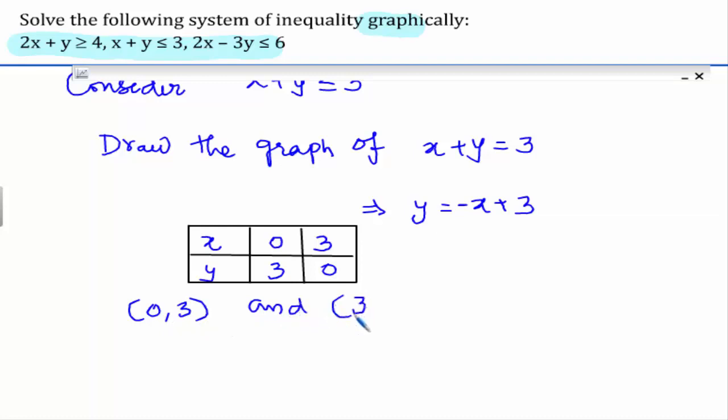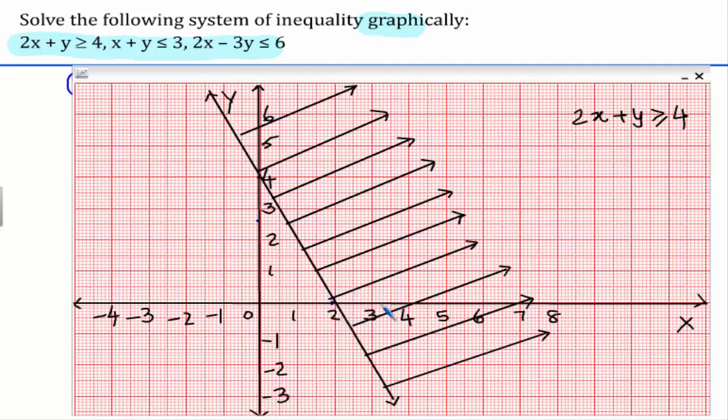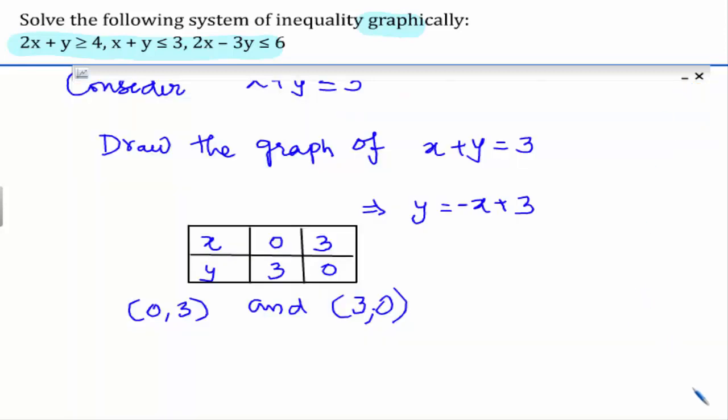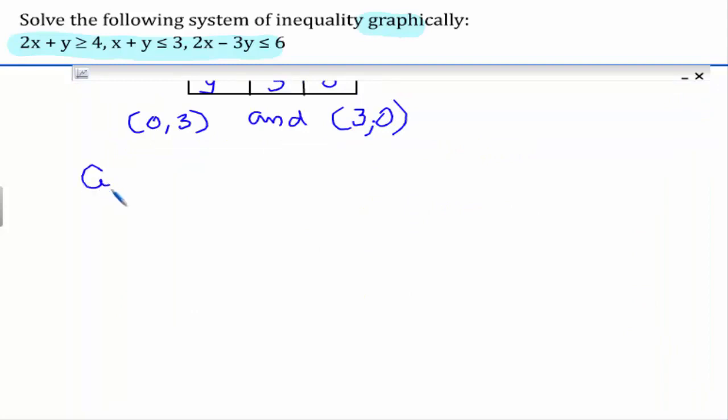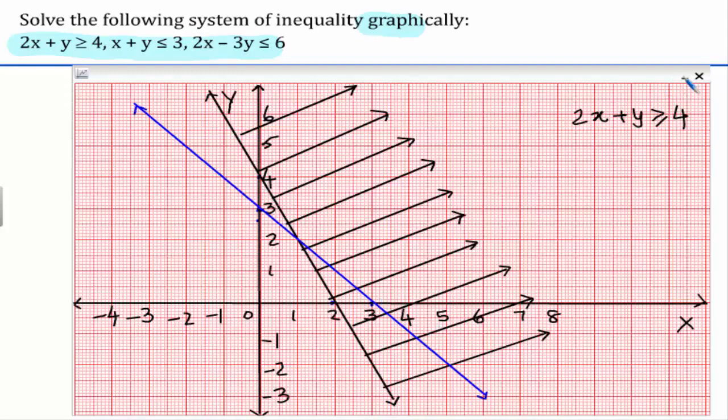and (3, 0). Now let us plot the points on the graph. (3, 0) will be here and (0, 3) will be here. Now let us join those 2 points. So this line will divide the plane into 2 parts. Now let us consider the point which is the origin, because the line is not passing through the origin.